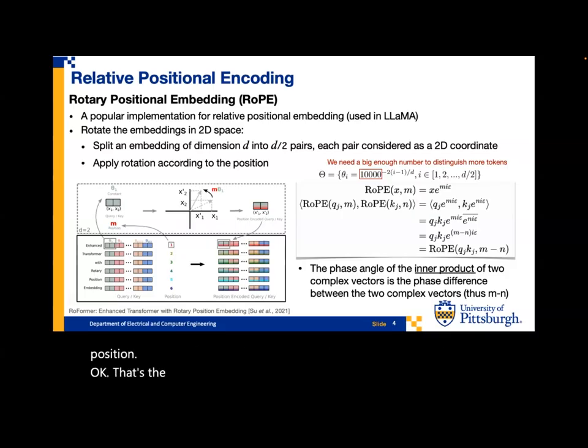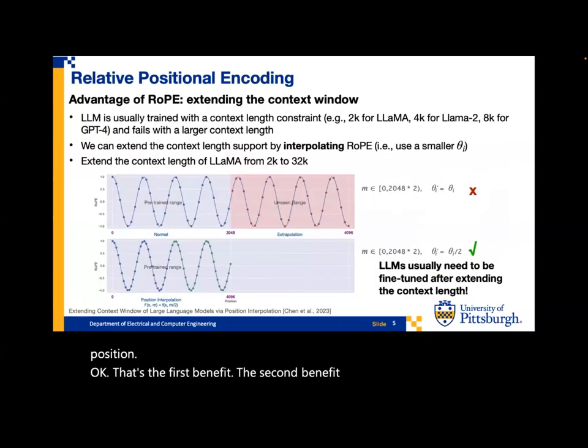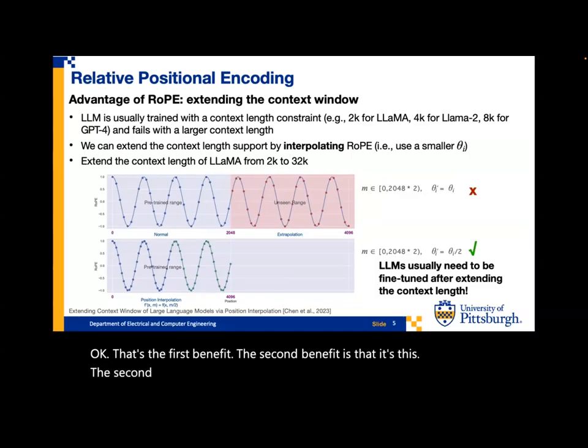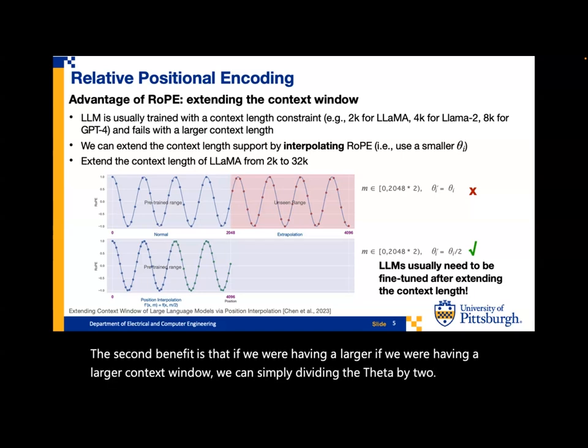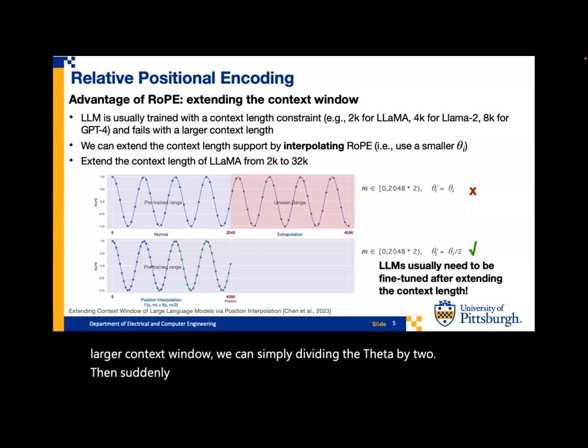The second benefit is this. If we were having a larger context window, we can simply divide the theta by 2. Then suddenly we have more positions to assign to these new tokens.